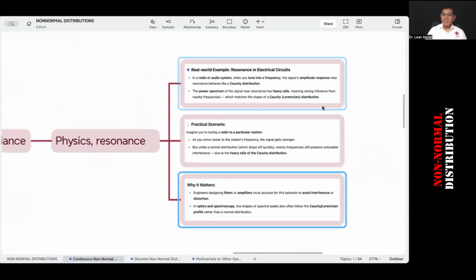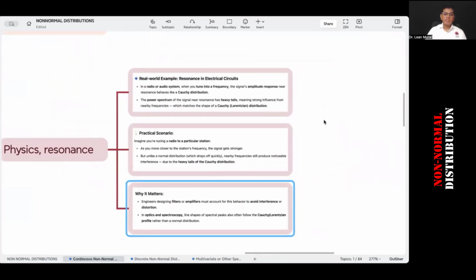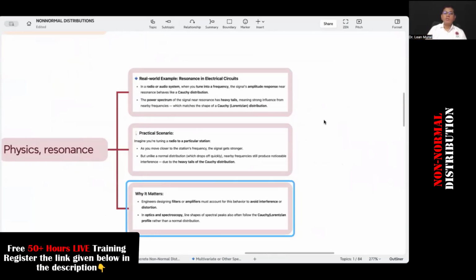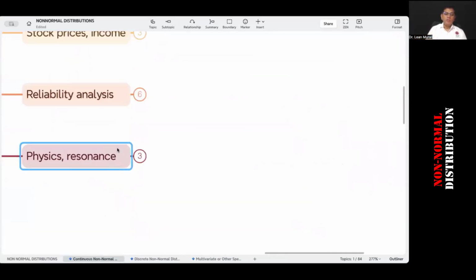I will share this with you. Don't worry about this. If you want, you can take a screenshot of this also. But I'm going to share with you the complete PDF, so that you can refer to it later.